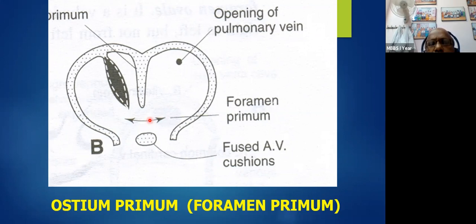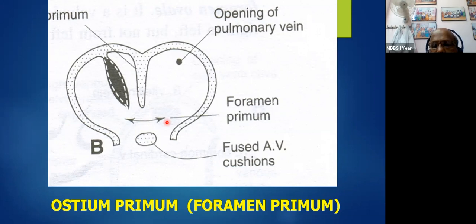This shunt should be maintained till delivery. Till delivery, the blood from the right atrium has to go to the left atrium, to bypass the pulmonary circulation, since the lung is non-functional. So this opening should be there for shunting of blood from the right atrium to the left atrium. For that, first we have that opening between the septum primum and the septum intermedium. That opening is called the foramen primum, or ostium primum.